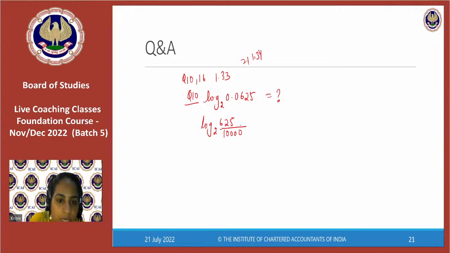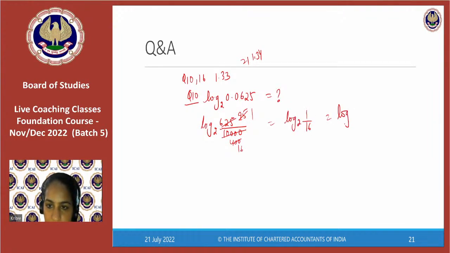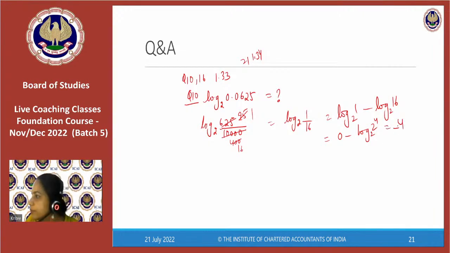Okay, so now try to work upon this number. 25 ones are 25, 25 16s are 400. So this is log 1 by 16 to the base 2. That is log 1 minus log 16 with the base 2. So that is 0 minus log 16. 2 2s are 4, 2 4s are 8, 2 8s are 16, so it is 4. So the answer is minus 4.